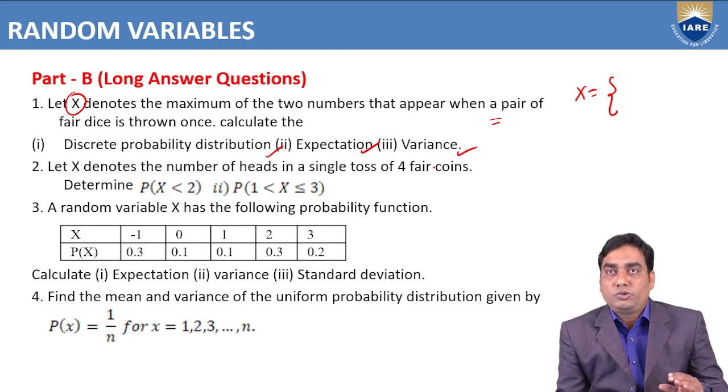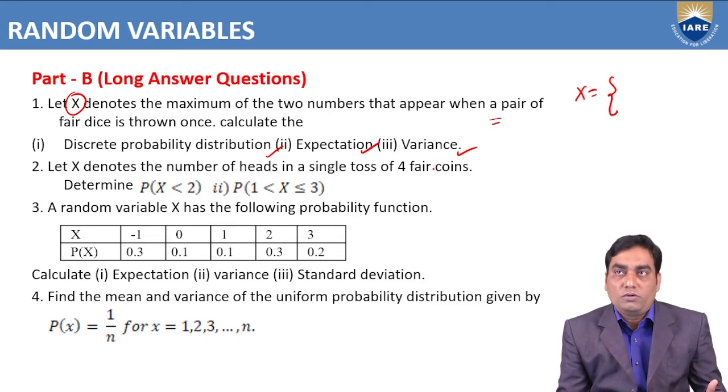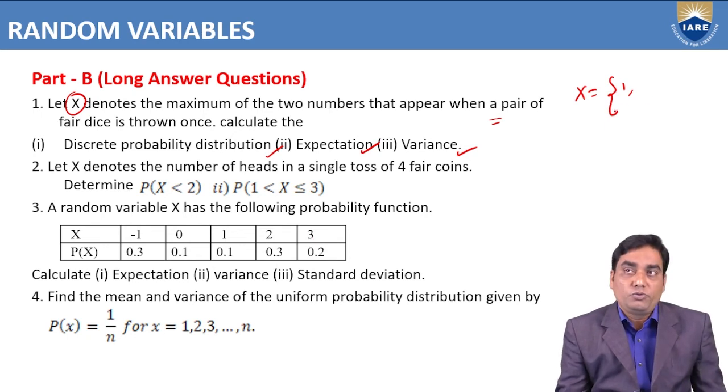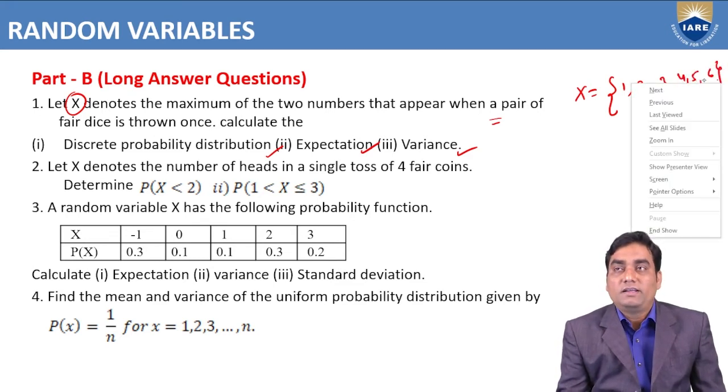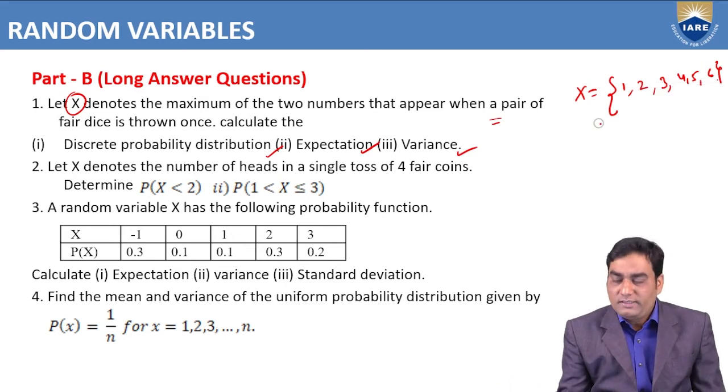Suppose 2 dice are thrown. In case you get 1 comma 1, what is the maximum of 1 comma 1? 1. In case you get 2 comma 1, what is the maximum? 2. 3 comma 1, what is the maximum? 3. 4 comma 1, 5 comma 1, 6 comma 1. In all the cases, these are the maximum.